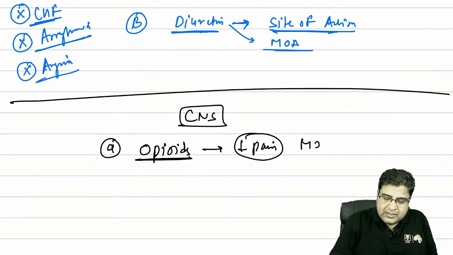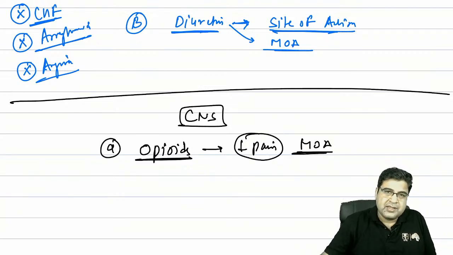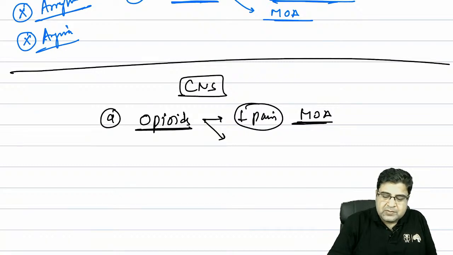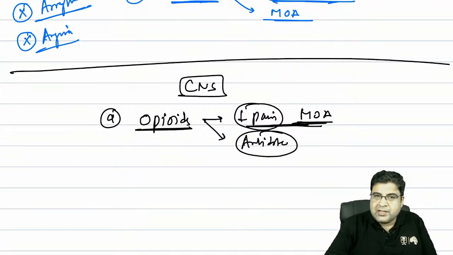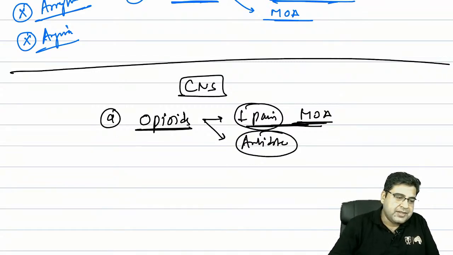So what is the mechanism of action of opioids when they are used as a painkiller? When we use this medicine as a painkiller, what is the mechanism of action? And you should know what the antidote of choice is. What is the antidote of choice for opioid toxicity?